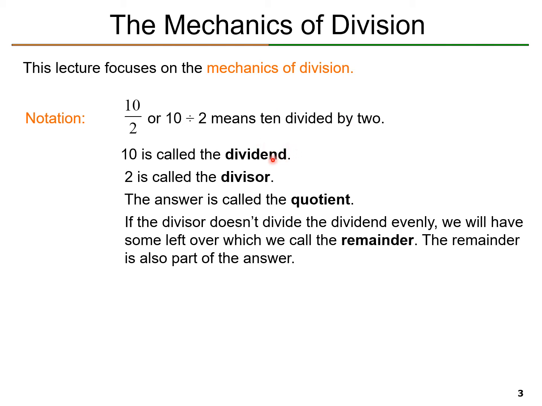You're always going to have a dividend, a divisor, and your answer is going to be composed of two parts, the quotient and the remainder. Sometimes the remainder will be zero.